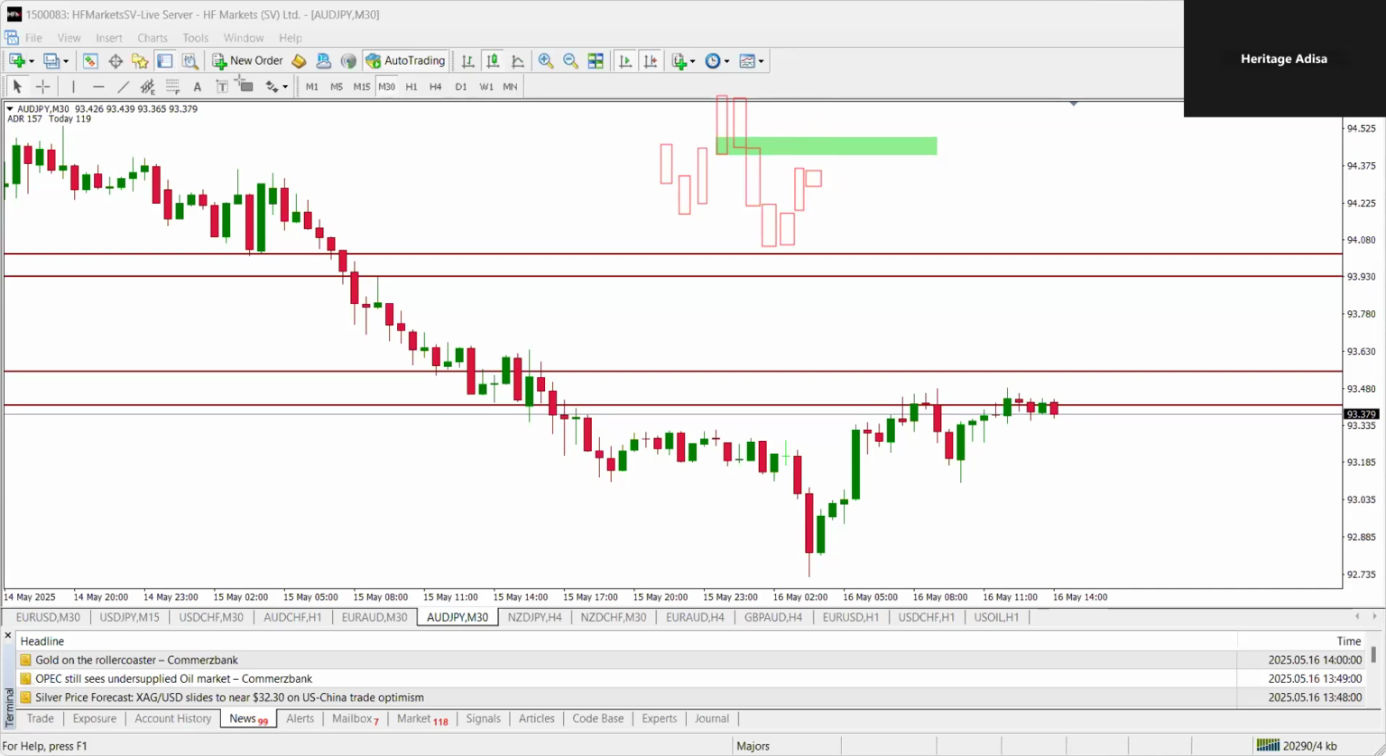with a little bit of a wick right there. Let me see if I can draw it, right? There's a big difference between a close like this and a close like this. The fact that price tested this level, right? Yes, it's what you want to see.